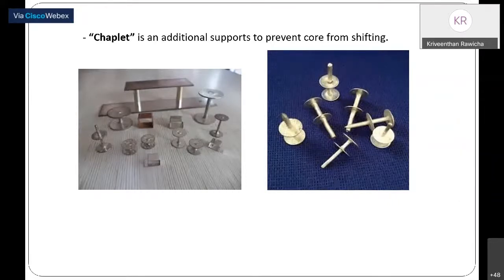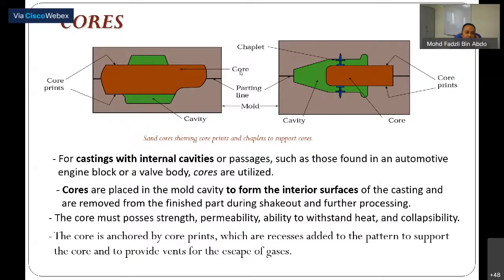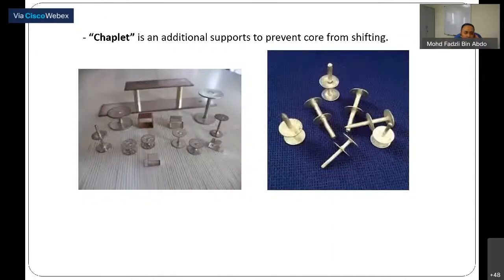Tak, dia akan remove nanti. Sebab dia sebenarnya supporting je. Kalau tak ada chaplet ni, core ni tak boleh tegak lah. Mungkin mula-mula boleh tegak, tapi bila dah masukkan molten metal, dia senget. Jadi core tu untuk support, dan chaplet tu lebih support untuk the core. Chaplet nanti kita akan buang sebenarnya, sama juga dengan core. Tujuan dia untuk supporting saja.